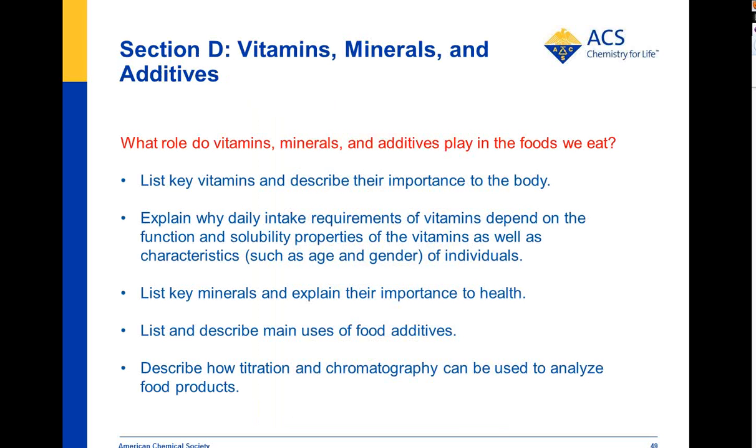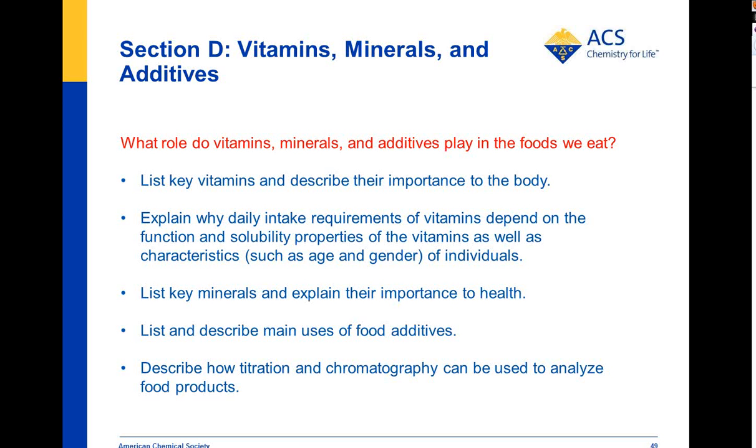In Section D, which is the last formal section before the final project, students will explore the chemistry of vitamins, minerals, and food additives. In the first bullet, the first goal is to take a look at the key vitamins and their importance to the body. And in the second one, they're going to be taking a closer look at the vitamins, and we're going to see which ones are fat soluble and which ones are water soluble.